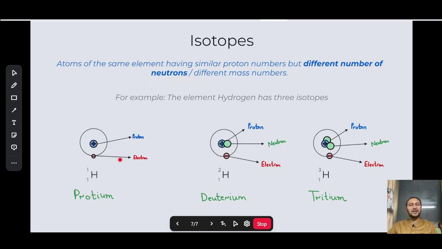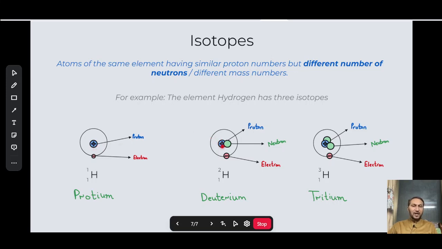So let us take the example of hydrogen. Hydrogen has 3 isotopes. The first isotope is called protium. Why is it called protium? Because it has only 1 proton, so the scientists named it protium, but it has no neutron. As we know, hydrogen is the element which has proton number 1, so it will be called hydrogen.